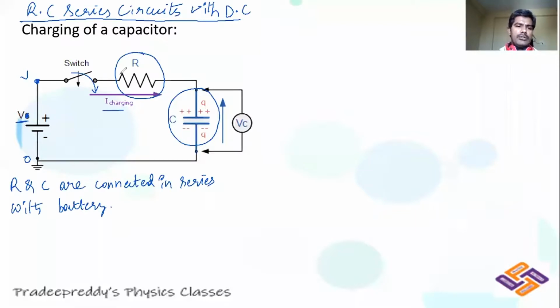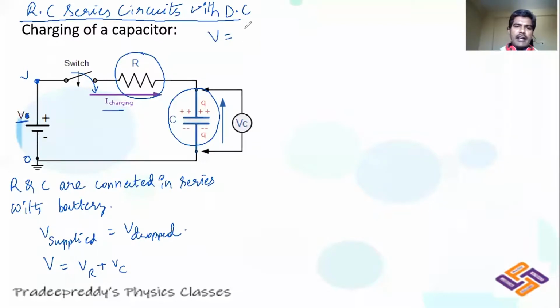Now I can use KVL over here, or simply I will write total voltage supplied is equal to voltage dropped across the components. Here there are two components. I will write voltage supplied V is equal to voltage dropped across the resistor, which I am considering as VR, and voltage dropped across the capacitor, which I am considering as VC. Right?